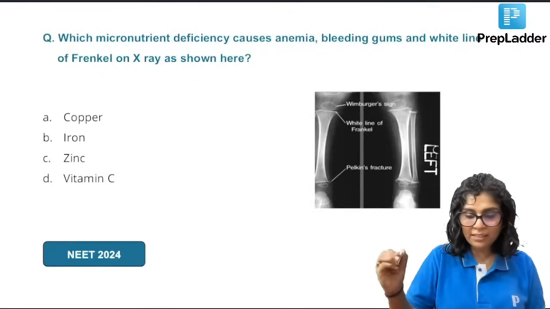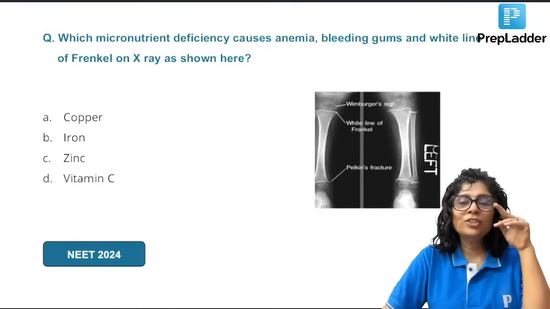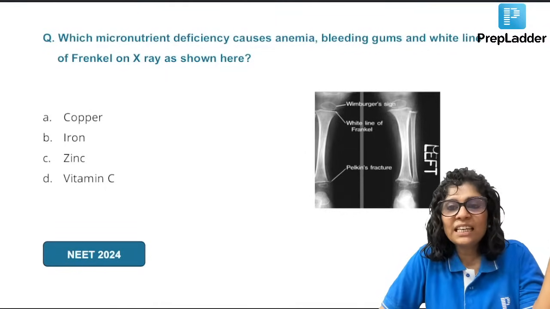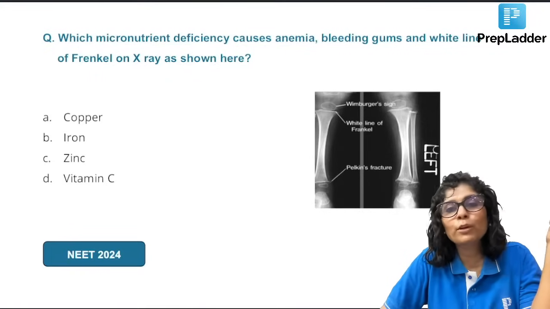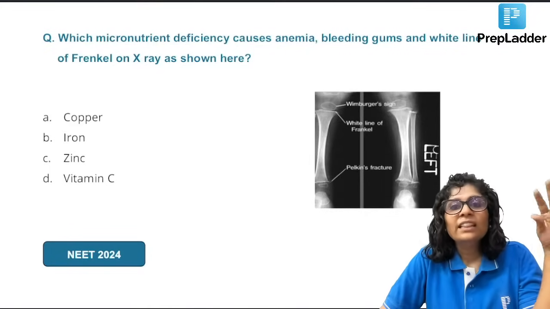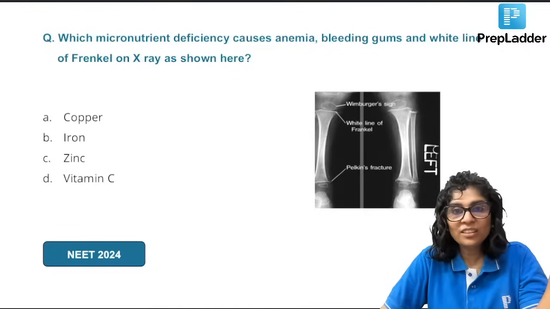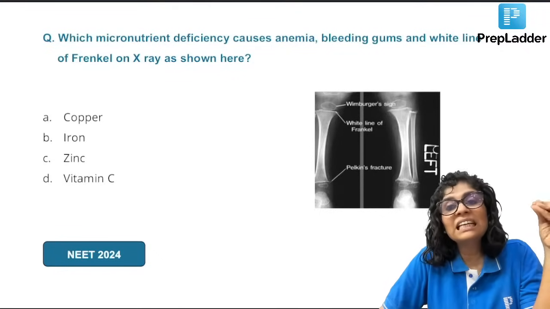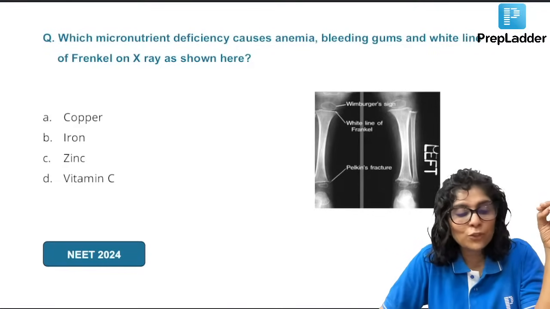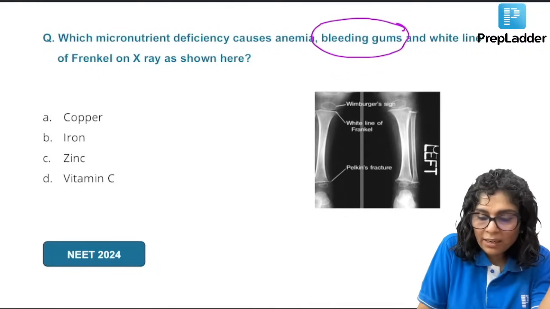Let's start discussing. Everything is given in the image. That is why I would always say this to all students: when you see an image-based question, please be happy about it, right? Many a times clues will be there in the image. They've shown you white line of Frankel. They've shown you Pelkan's fracture. They've shown you Wimberger's ring sign, right? All these are radiological features of what? Scurvy, right? And additionally, they've given you bleeding gums.